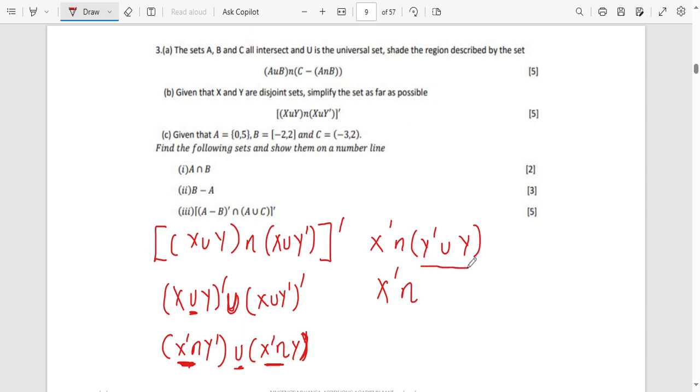What is y complement union y? Universal set. And where does the universal set intersect with another set? So what will be x complement? Yes, the same set. Good. So this will be the answer.